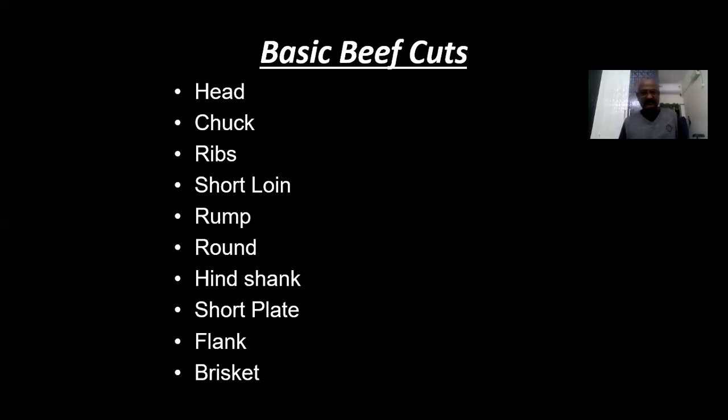Basic beef cuts. Some of the cuts of beef: chuck, ribs, short loin, rump, round, hind shank, short plate, flank, brisket. These are the cuts of beef. Not only for beef, you can apply the same cuts for lamb, sheep, and goat. Whether it's beef, calf, pork, or veal, the size is different and the animals are different, but the cuts will be the same. The size of the cuts will also vary.